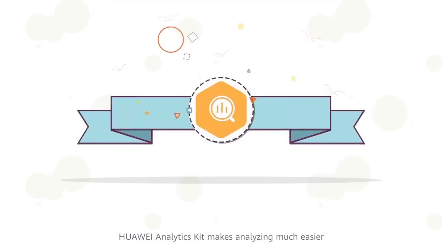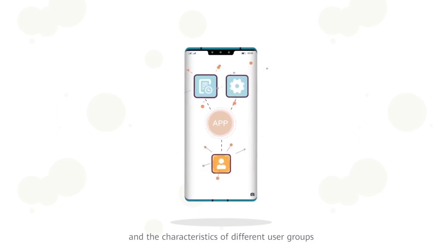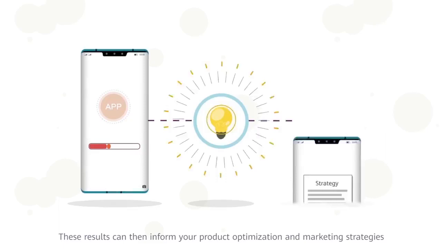Huawei Analytics Kit makes analyzing much easier. Integrating an Analytics Kit SDK into your app can automatically generate various results, such as in-app user behavior and the characteristics of different user groups. These results can then inform your product optimization and marketing strategies.